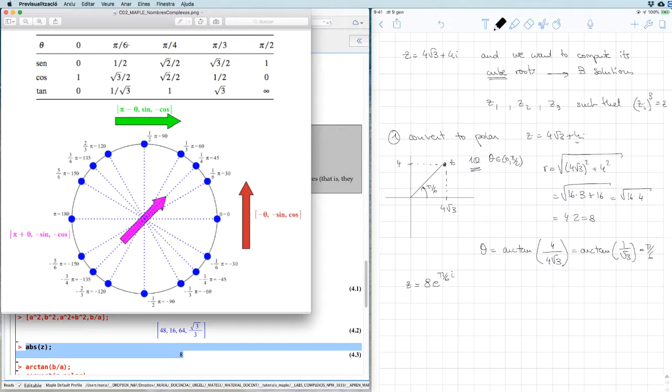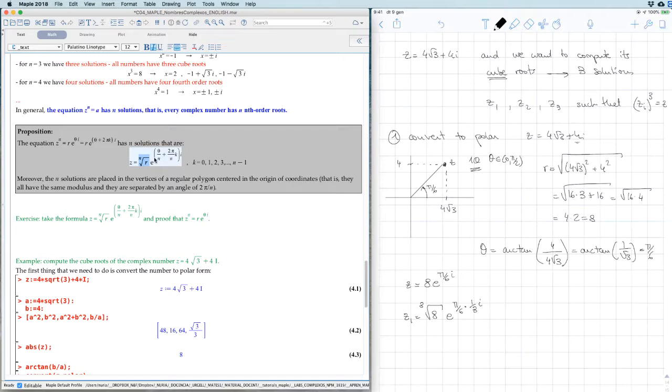So the roots, let's use the formula. So the first root is going to be the cube root of 8, and we have to take the argument and divide it by 3. Okay, remember that when we have this formula, we do the cube root and we divide by n. Remember that in this case, n is equal to 3 because we are doing cube roots. Okay, so what we get is 2 e to the power pi divided by 18 i.